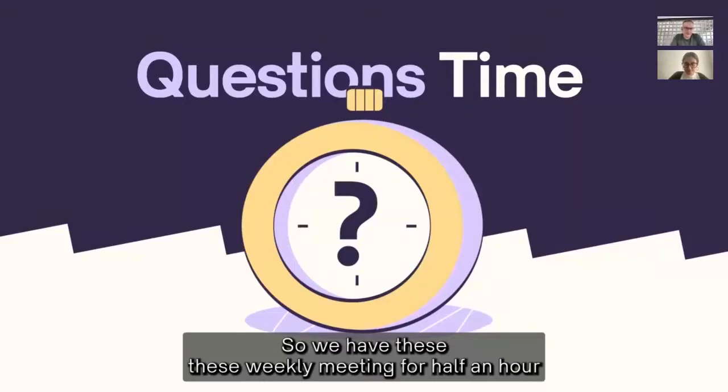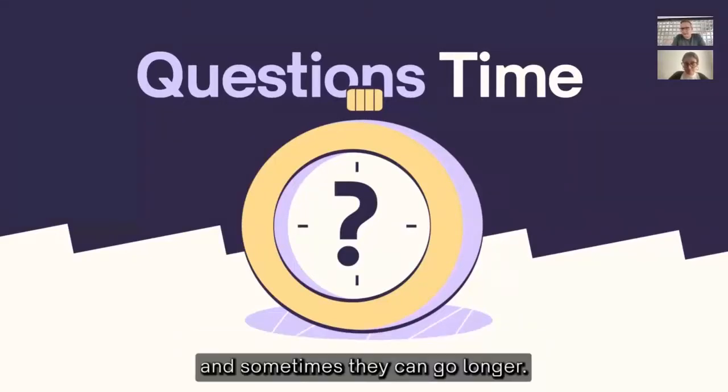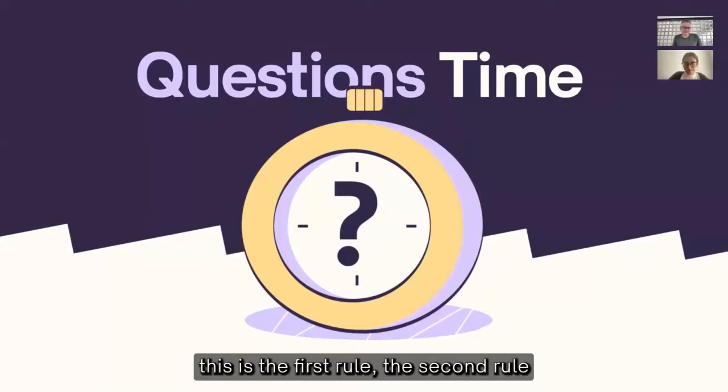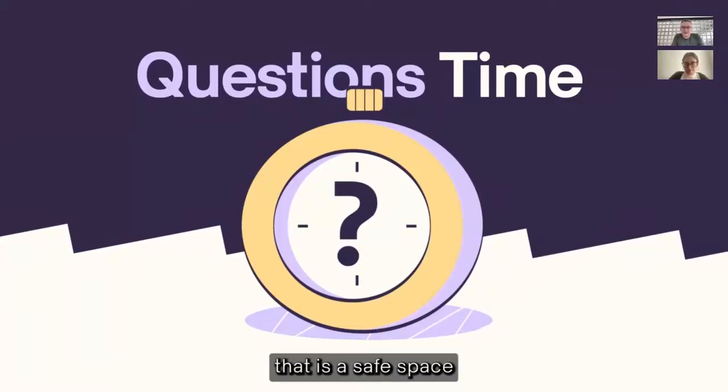So we have this weekly meeting for half an hour, sometimes longer, where everyone is not discussing work. This is the first rule. The second rule is that it is a safe space. Like in Fight Club, what happens in Fika meeting stays in Fika meeting.